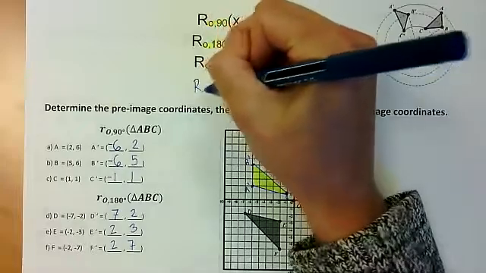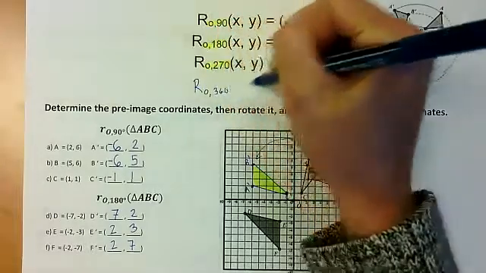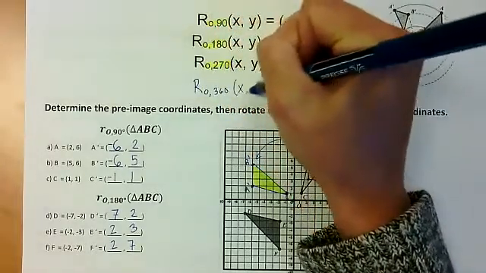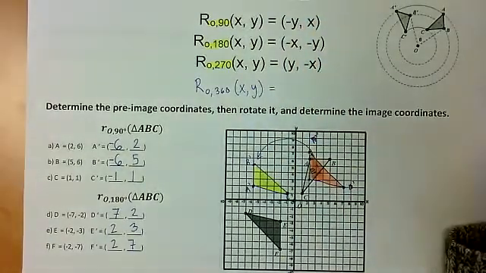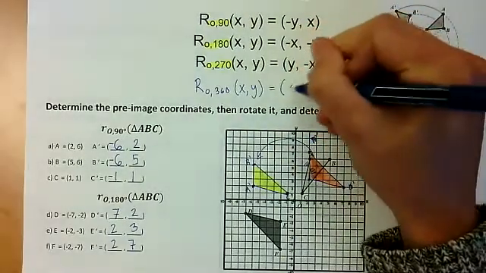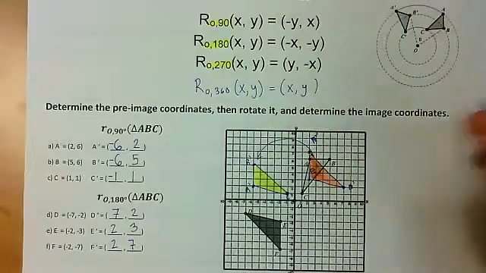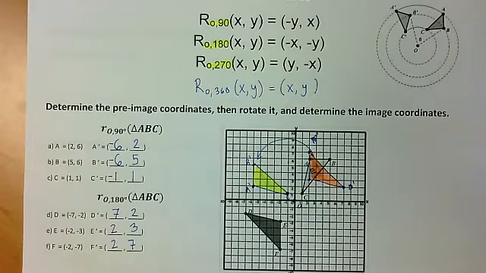What do you think a rotation of 360 degrees would be? What would that rule be? If I'm going 360 degrees, I actually just end up right back where I started. So we don't actually carry out anything on that. We don't change anything about that coordinate. You're going to end up right back at the original coordinate.